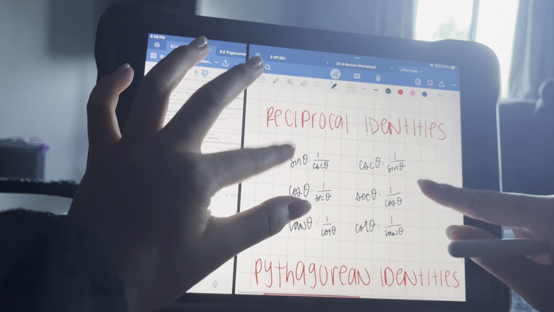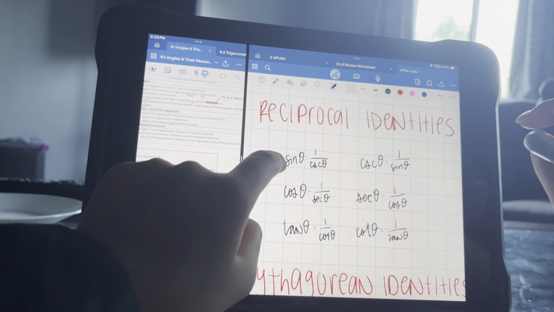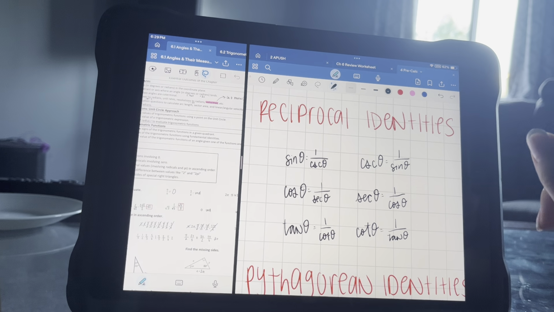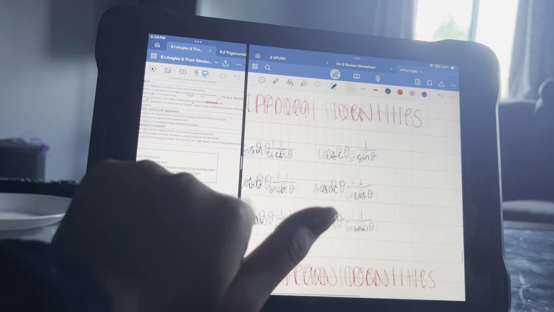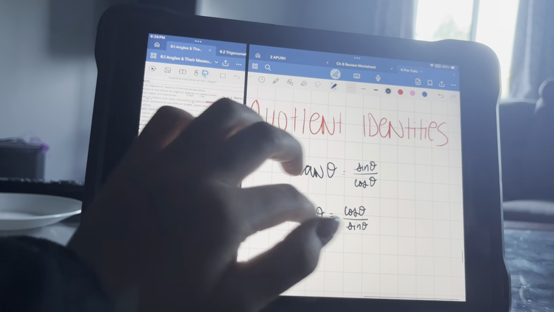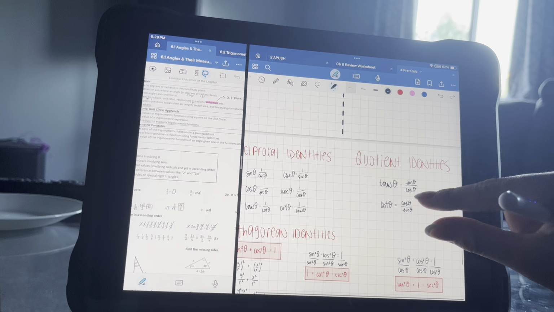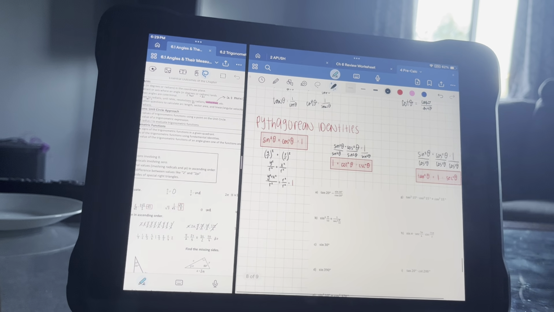Reciprocal identities. Anytime you see sine of theta, you can write it as 1 over cosecant theta. So if it says sine of 18 degrees, that equals 1 over cosecant of 18 degrees. Same for the rest of them, which you can read yourself. Our quotient identities are anytime you see tangent of theta, you can write it as sine over cosine. So if you see tangent of 18 degrees, that equals sine 18 over cosine 18. Same opposite with cotangent.